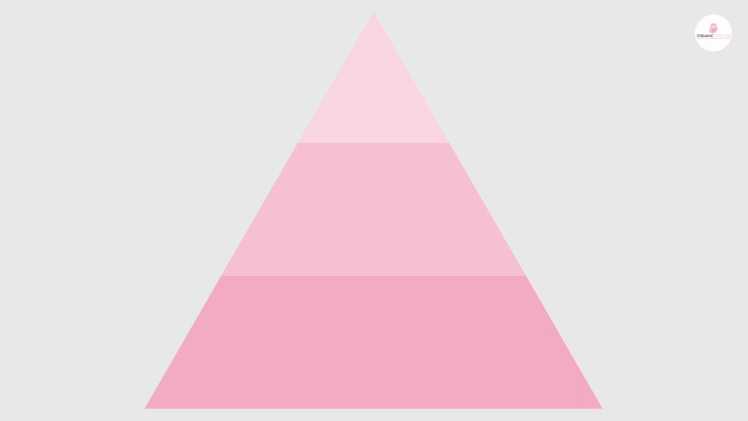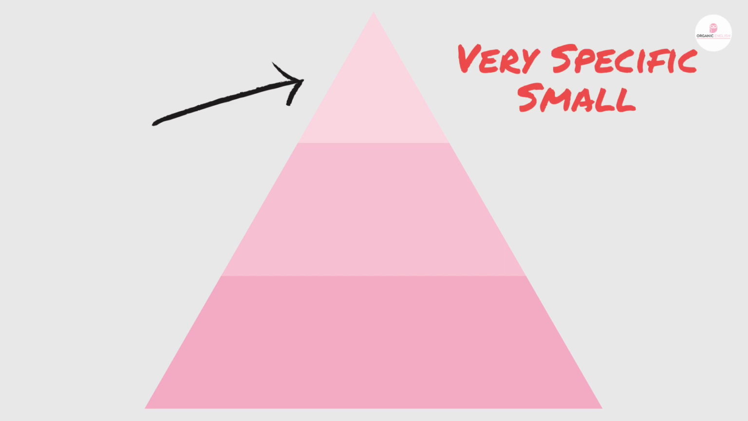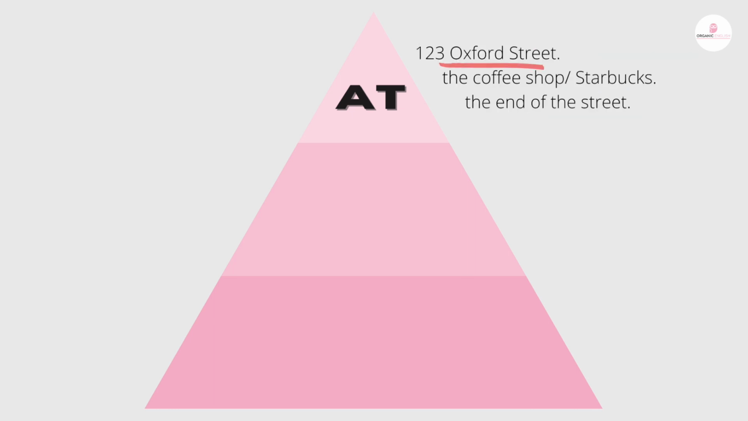We take our triangle and divide it into 3 parts. At the top is the point of the triangle. Here we talk about quite specific places, small areas. This is at. We can give a specific address, at 123 Oxford Street. Or when we're talking about a type of shop or store, or the name of the shop or store. For example, at the coffee shop or at Starbucks. Or we can talk about specific places like at the airport, or at the office, or at the library.